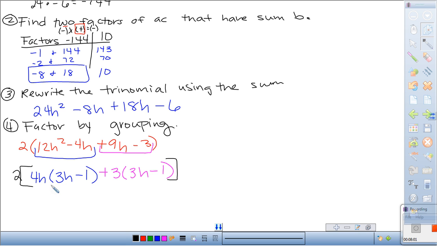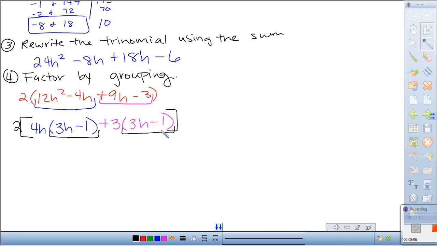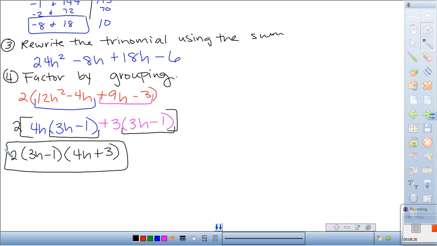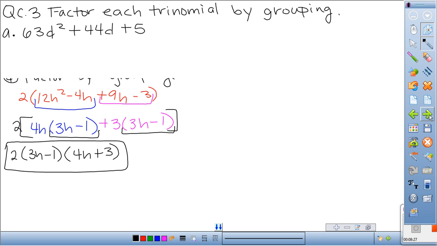Now when we're looking, we see again, we have those common binomials right here. We can factor out these binomials from each one of these sets. So I have 2 times 3h minus 1 times, and then these become their own binomial, 4h plus 3. And to check, we check it the same way that we check the others. You can just FOIL it out. There's your answer. All right, let's try another one of those.